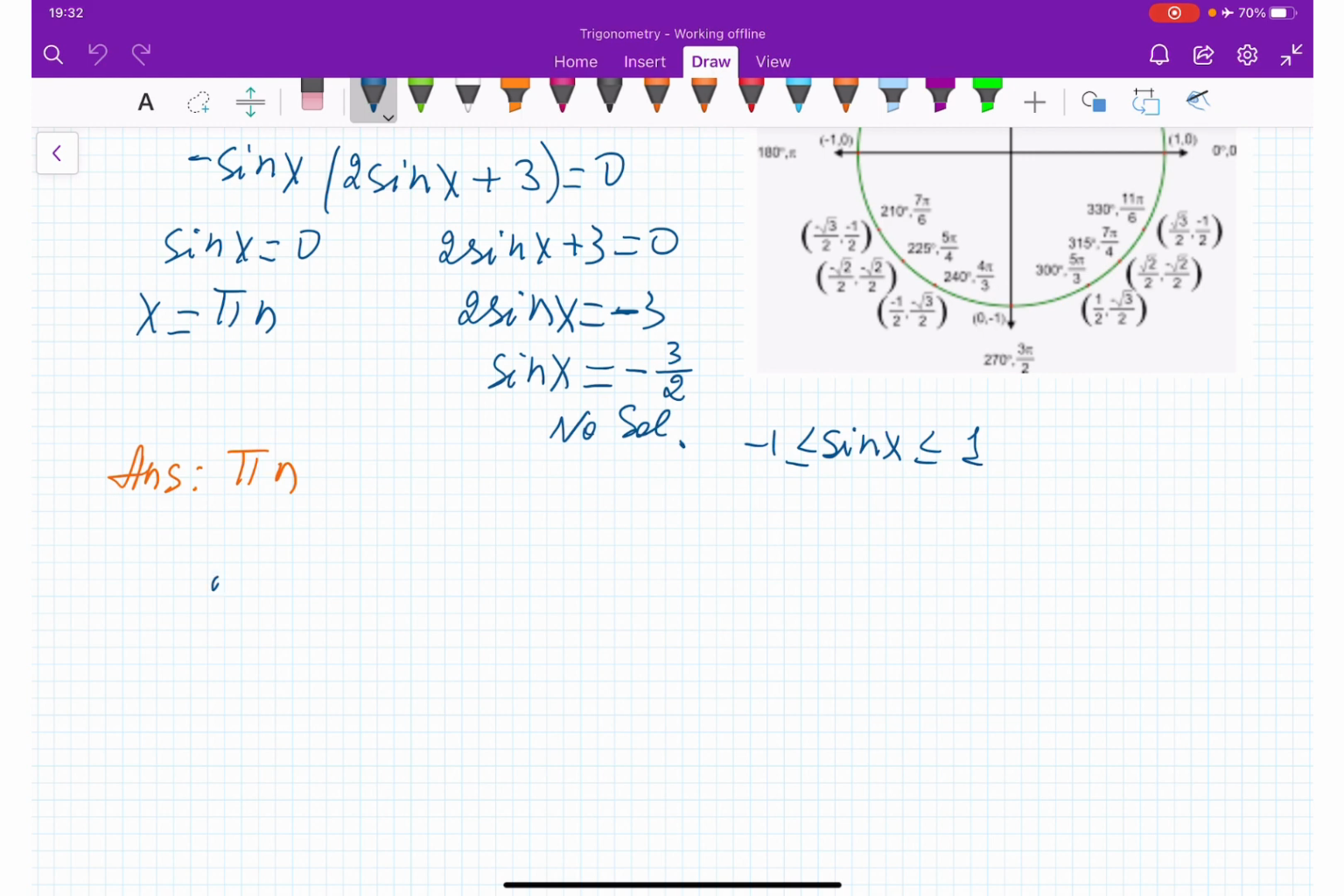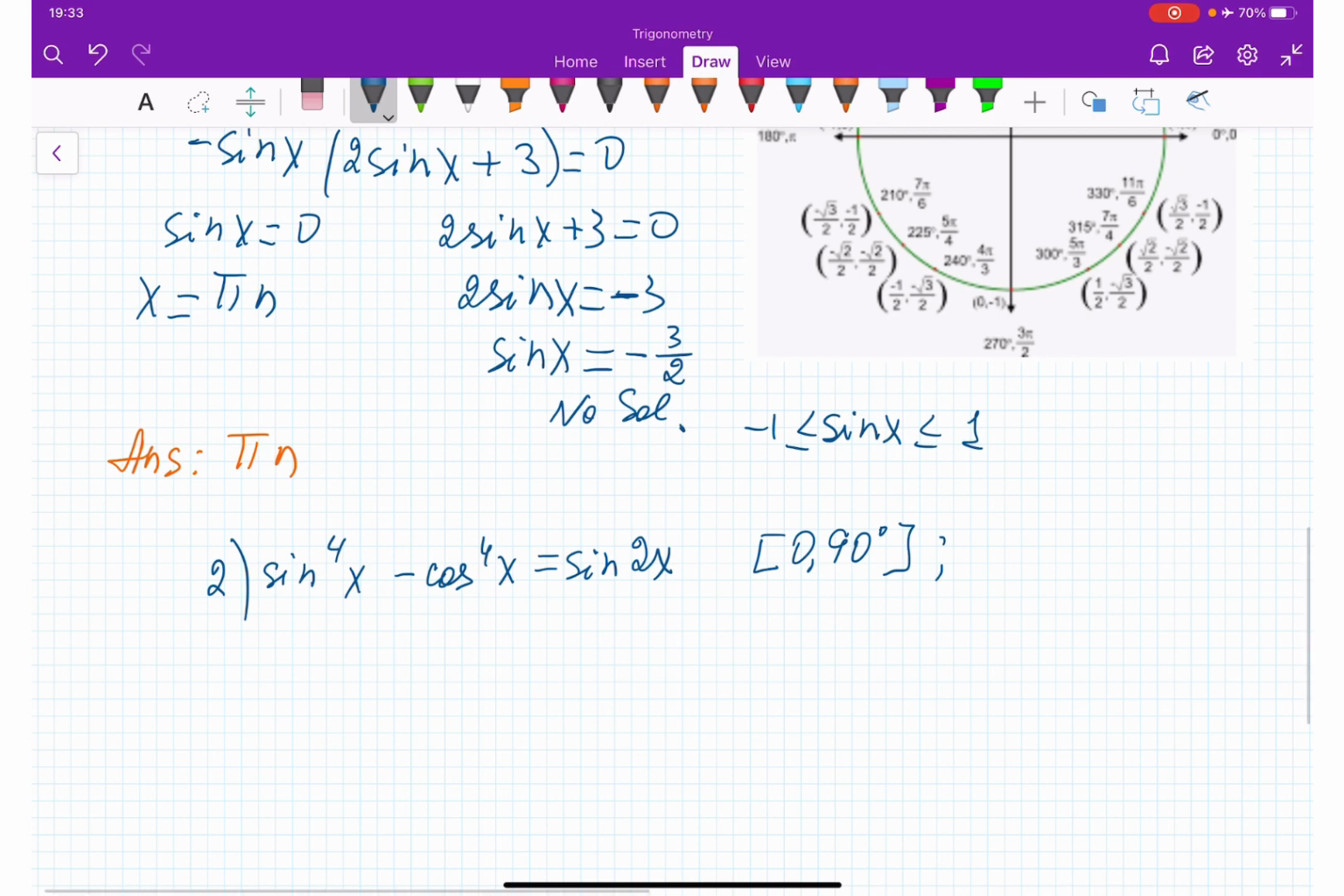The next equation is sine to the power 4 x minus cosine to the power 4 x equal to sine 2x. And we need to solve it for x on the interval between 0 and 90 degrees. Okay? So first of all, sine to the power 4 minus cosine to the power 4.